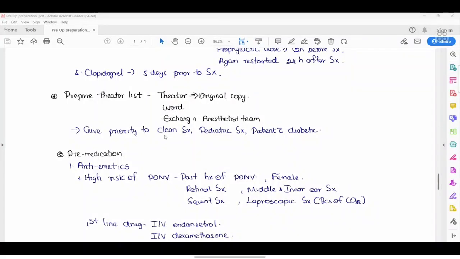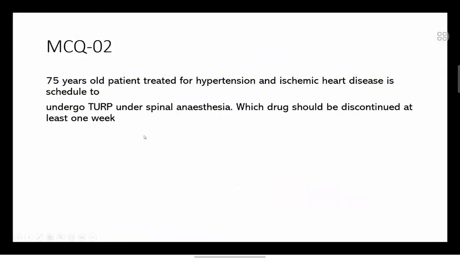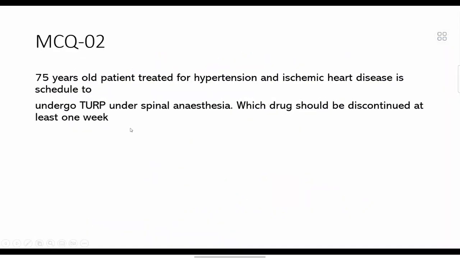Which drug should be discontinued at least 1 week? They mentioned 1 week regarding the clopidogrel because initially it was 7 days. So we can now take it as 5 days. So take the question as 5 days. Then let's see the answer.